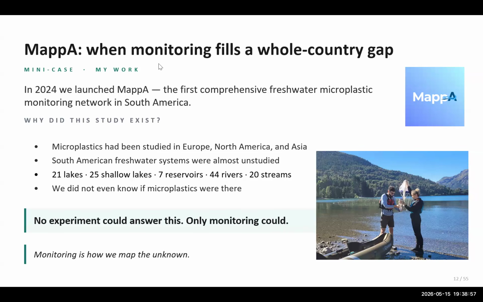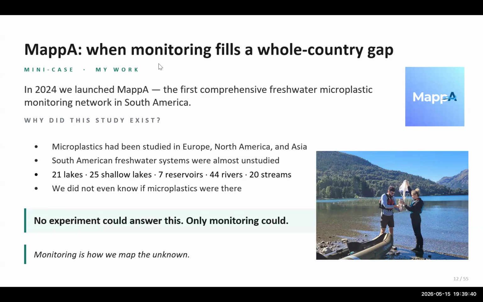So we have more than 100 study sites across the country from the main watersheds in Argentina. We have more than 50 researchers from Argentina working in aquatic science from many different institutes and research centers across the country. And we study the microplastic pollution in lakes, in shallow lakes, in reservoirs, in rivers, and streams. And why does this project exist? Why so much effort? Because before MAPA, the freshwater systems of this entire country were almost unstudied, no one doing any research.